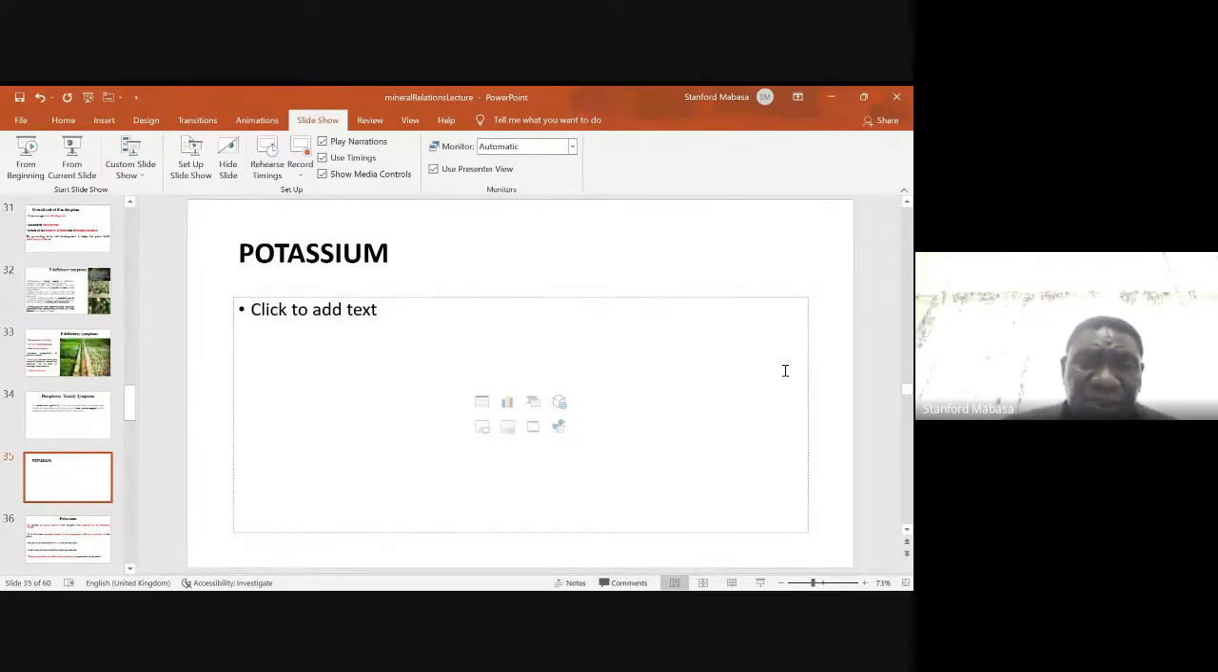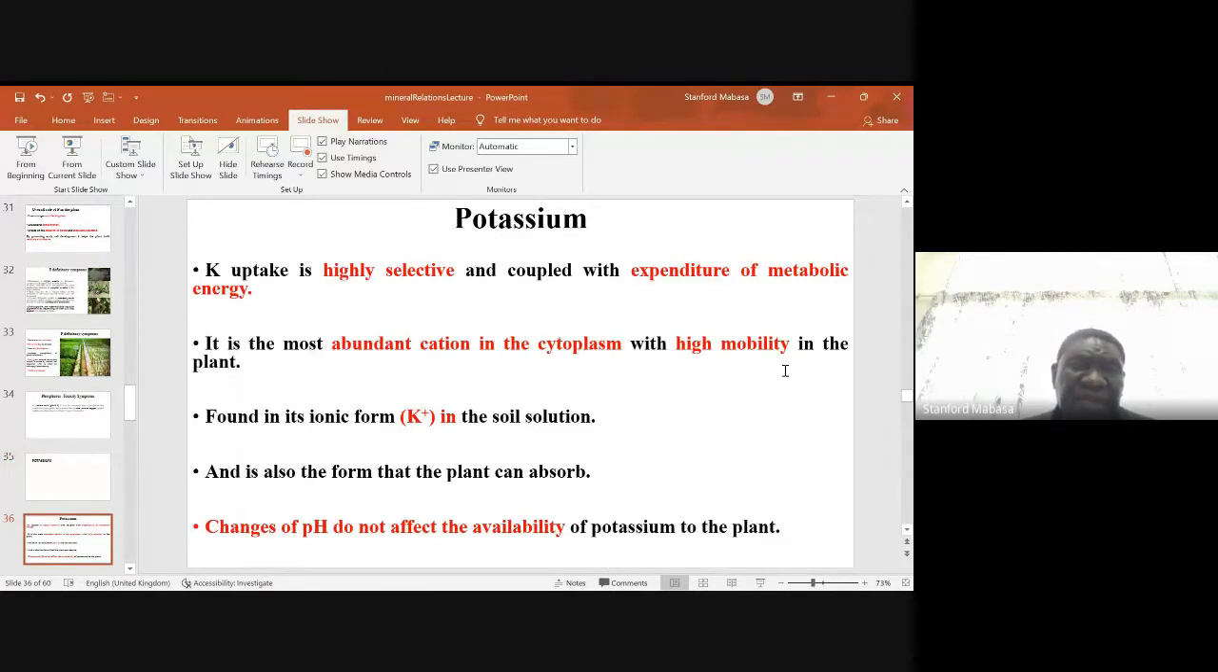The next is potassium. Now, potassium uptake is highly selective and coupled with the expenditure of metabolic energy. So you require ATP, or you may require a carrier-aided transport system so that potassium can enter the roots. Diffusion and mass action may not be important.